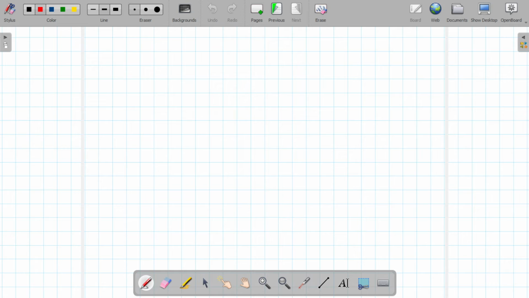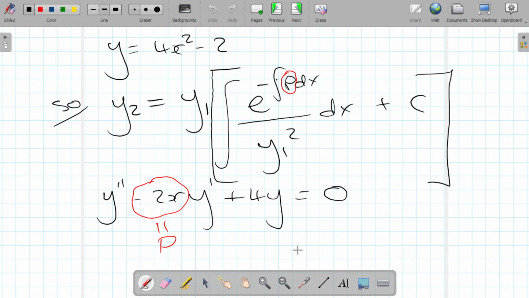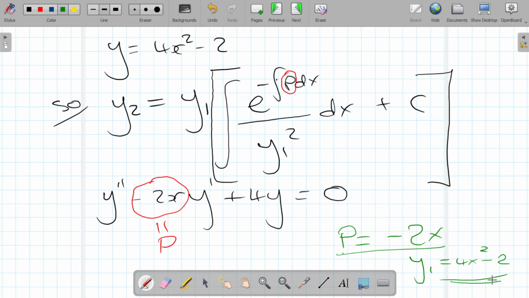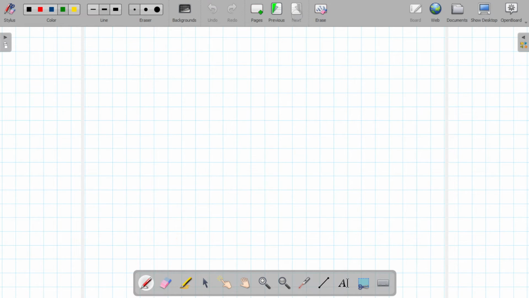So y2, well, maybe I should write that down more clearly. So I'll write down in green, p equals minus 2x. And also, we know what y1 is. y1 equals 4x squared minus 2. We need both of those pieces of information to solve for the second linearly independent solution and therefore to find the general solution. So let's now move on to the next page.